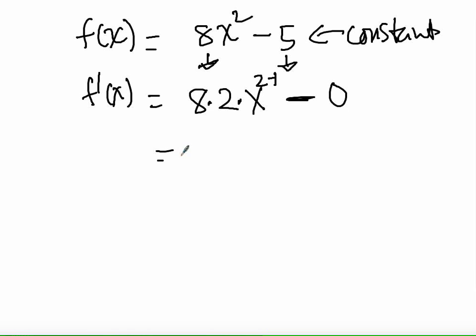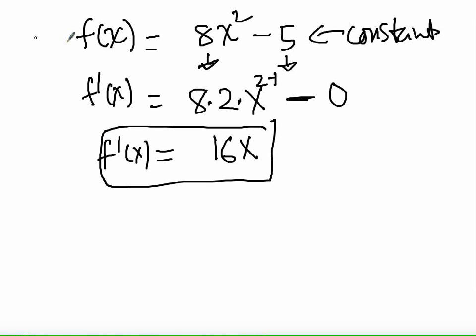So we will have 8 times 2 is 16, x to the power of 2 take away 1 is 1, so 16x minus 0, which is 16x. So the derivative function is 16x. We say the derivative of function f of x is 16x.